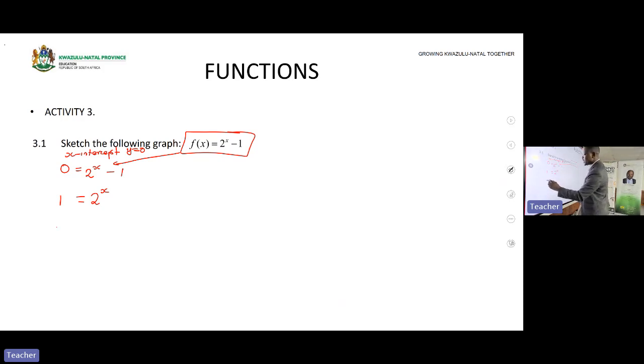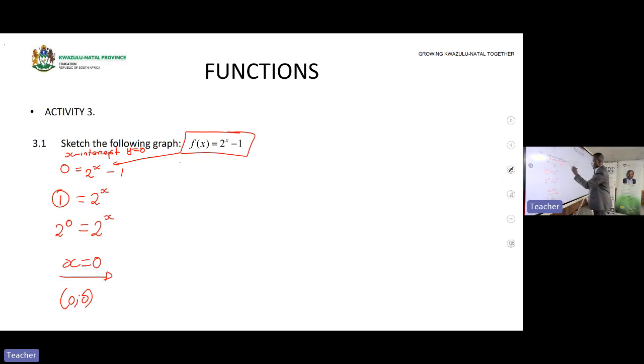So we know anything raised to the power of 0 is 1. So for us now is to change this 1 and write it as this base, which is 2. We are making our bases the same so that we can drop the bases and equate the exponents. So x is equal to 0. Now our x is equal to 0, so that will be our x-intercept, 0, 0.